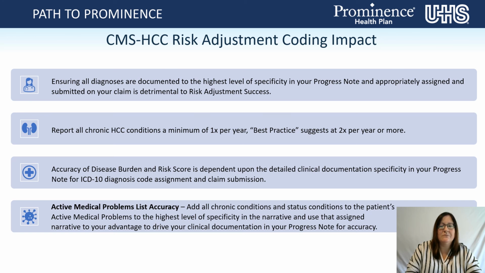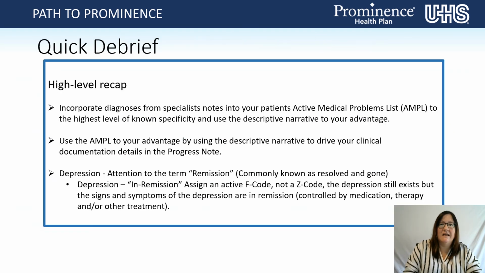Active medical problems list accuracy is emphasized. Add all chronic conditions and the status of the conditions to the patient's active problems list to the highest level of specificity in the narrative and use that narrative to your advantage to drive your clinical documentation in the progress note for accuracy. So here is a high-level recap of the information that we shared today.